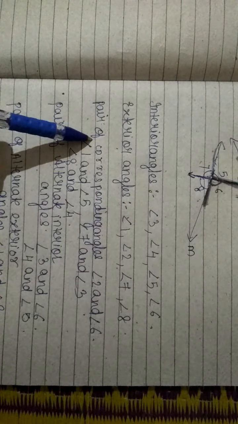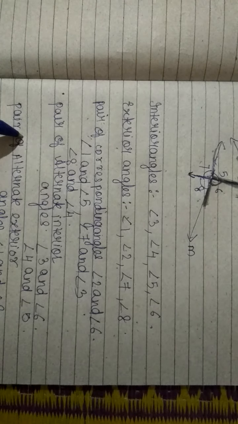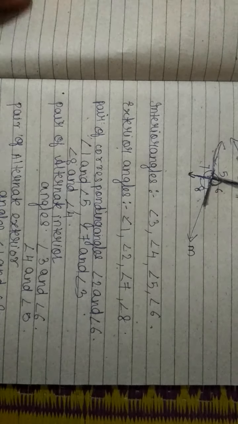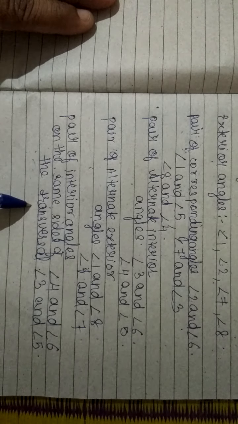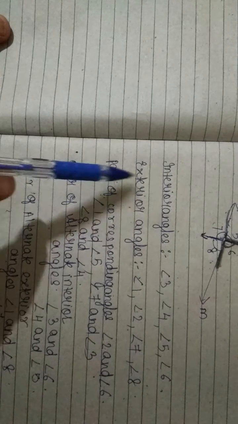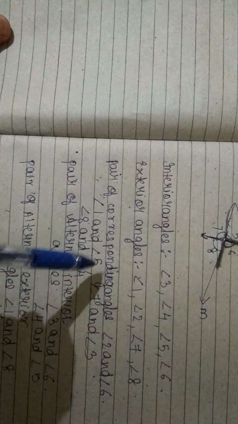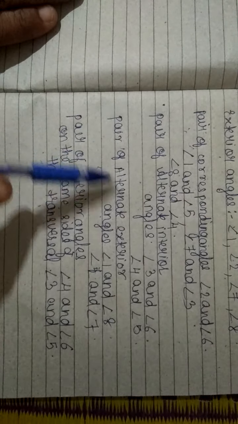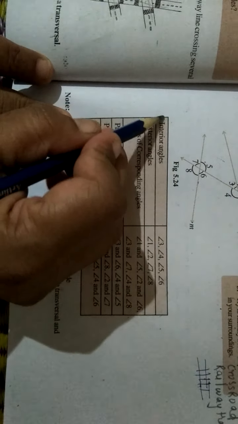Now see children, the names of angles we got from these: interior angles, exterior angles, pair of corresponding angles, pair of alternate interior angles, pair of alternate exterior angles, pair of interior angles on the same side of the transversal. Again I am repeating, children: interior angles, exterior angles, pair of corresponding angles, pair of alternate interior angles, pair of alternate exterior angles, pair of interior angles on the same side of the transversal. Now children, from this you have understood what are interior angles and what are exterior angles.